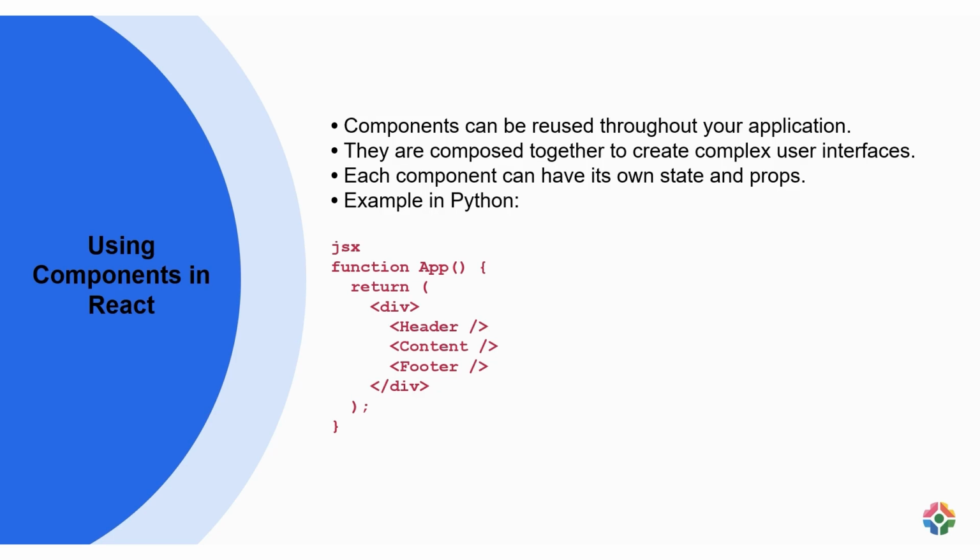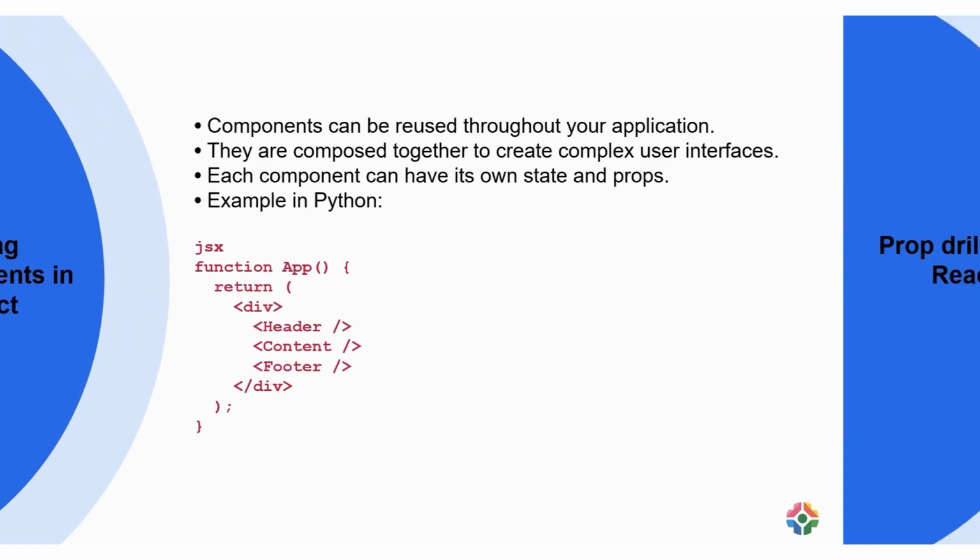For instance, in Python, a simple example would be creating an app component that includes smaller components like header, content, and footer, all of which contribute to the overall structure and functionality of the application. Through this modular approach, developers can efficiently manage and scale applications by breaking them down into manageable and reusable parts.